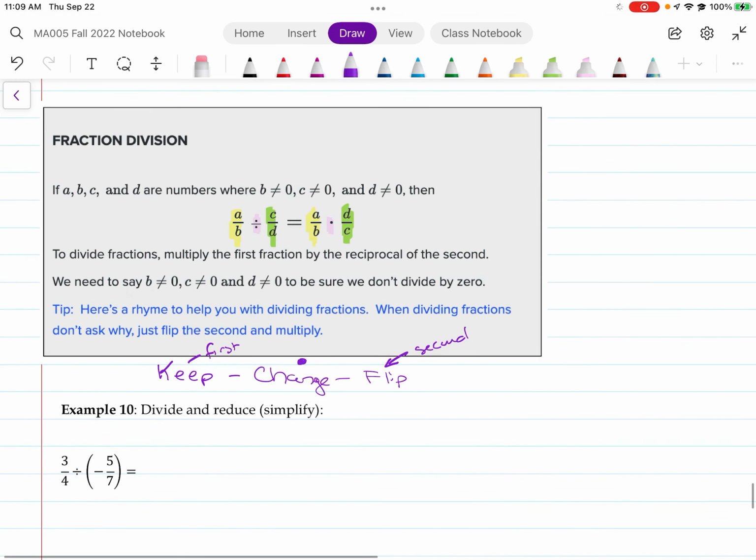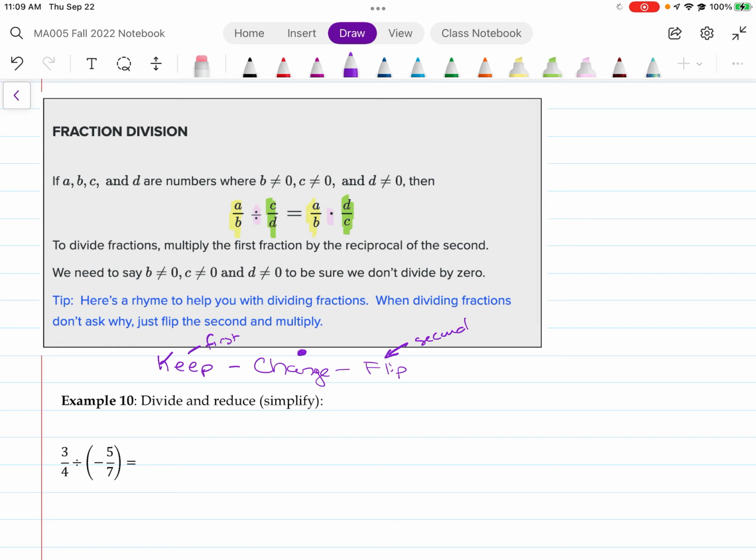So let's start with these. I'll start you off on this first one. You've always got to rewrite these. Don't do them without rewriting it, unless you are really, really good at math. Most people couldn't do that. So I would rewrite it myself. We're going to keep the first, change to multiplication, and then flip this one to its reciprocal. So remember, it stays negative, and we change it to 7/5.